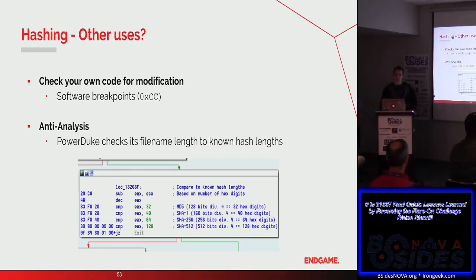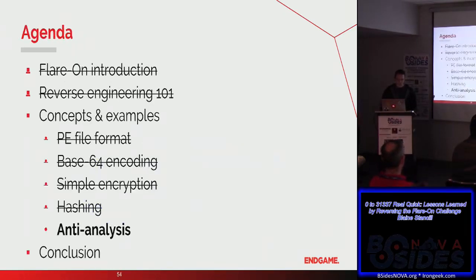PowerDuke, which is in the same family as MiniDuke, actually checks the file name against known hash values, which is just fun and interesting. A lot of times malware analysts or reverse engineers will name a binary its own hash, whether it be the MD5 or SHA-1 hash, just so you can keep track of it, and it doesn't have an extension, so it won't run by accident. But the actors know that, so they check their file name, and if it matches a hash, they'll just bail because they know they're on an analysis box. All right, I'm going to hand it off to Josh to take over the anti-analysis portion.